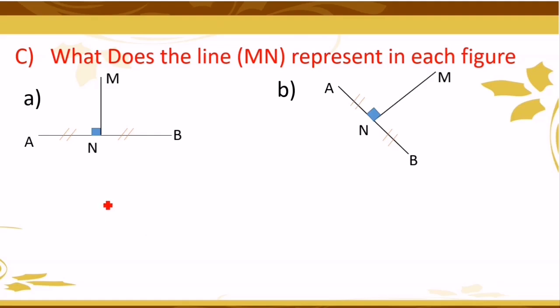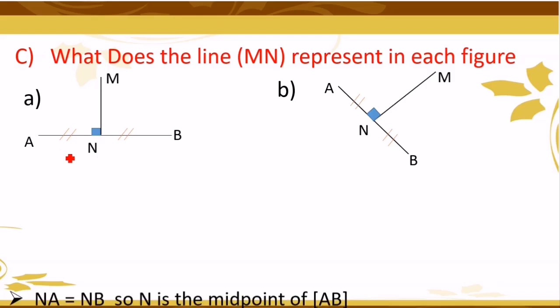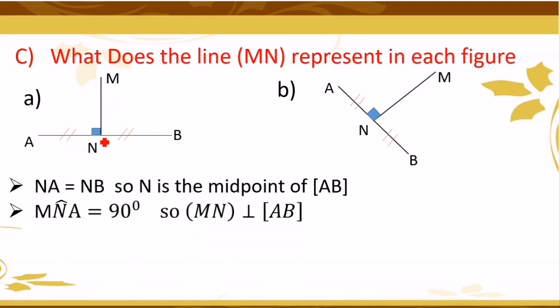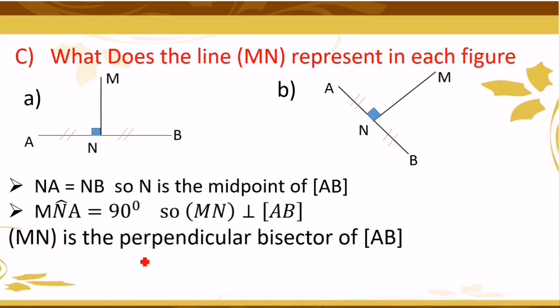Now, can you tell me what the line MN represents in each figure? In figure A, we have AN equal to NB, so we can say that N is the midpoint of segment AB. Angle MNA equal to 90 degrees, so we can say that MN is perpendicular to AB. Since MN is perpendicular to AB and passes through its midpoint, we can say that MN is the perpendicular bisector of segment AB. Very good. What about figure B? Figure B is the same as figure A.